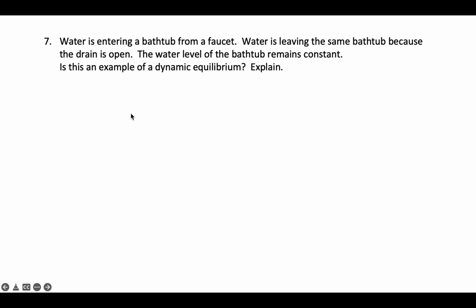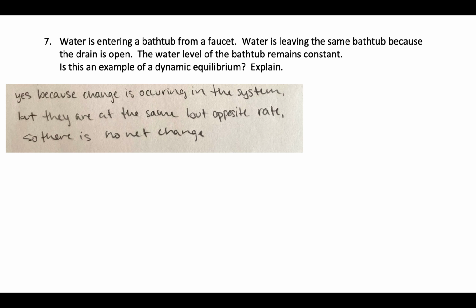Description here of a scenario where water is entering a bathtub from a faucet. It's leaving at the bottom, it's entering at the top, and the water level is remaining constant. This was really split. About half the class said, yeah, this was a good example of dynamic equilibrium, and we shouldn't be fooled by this.